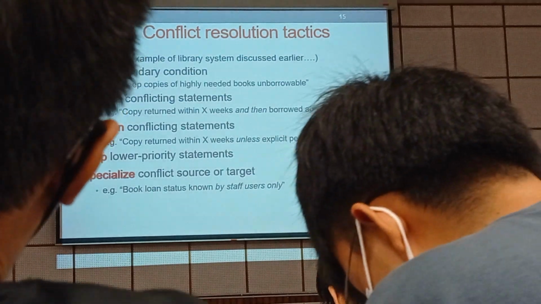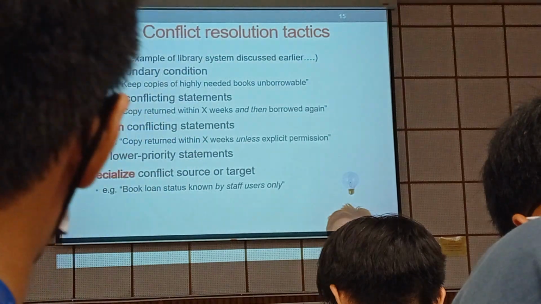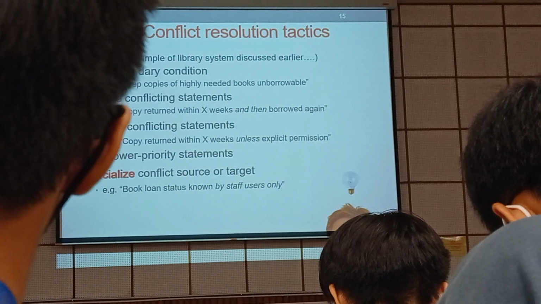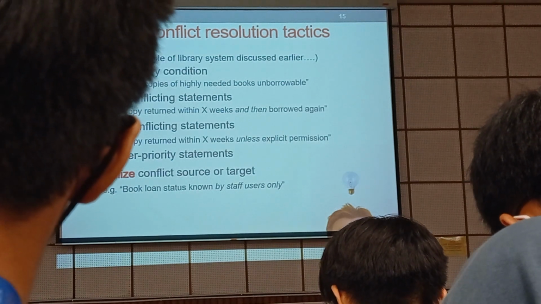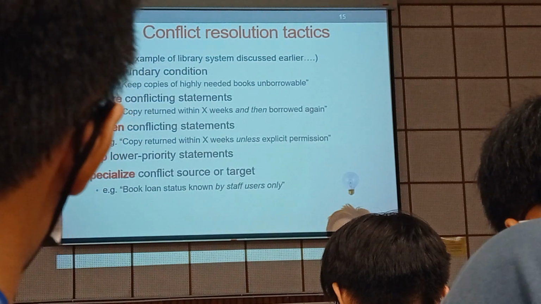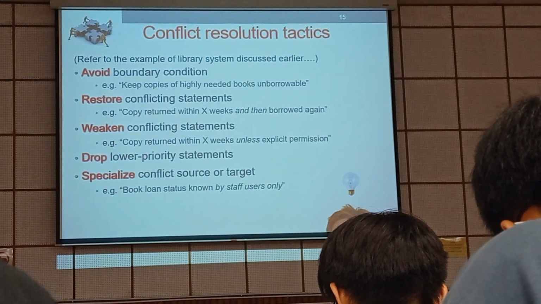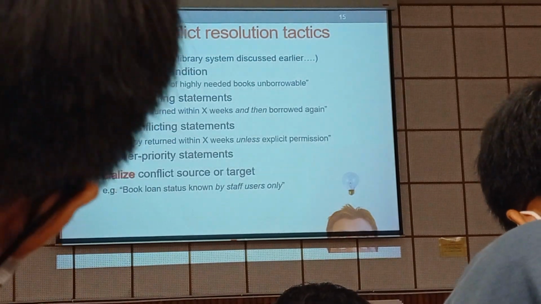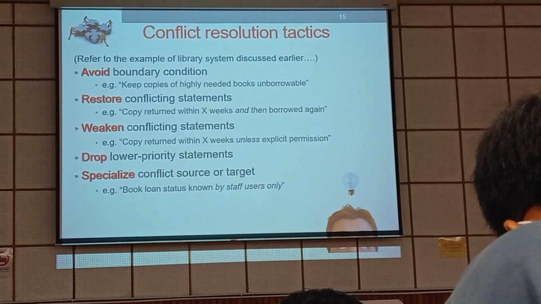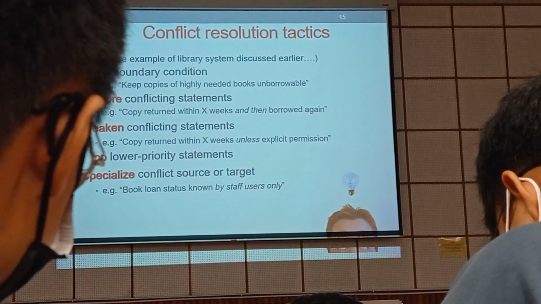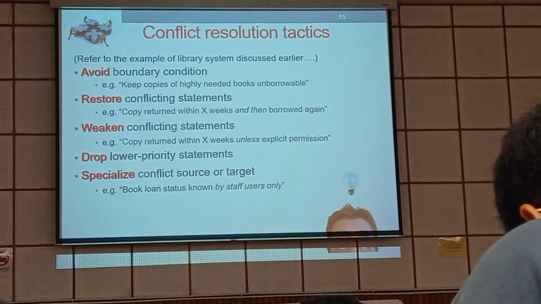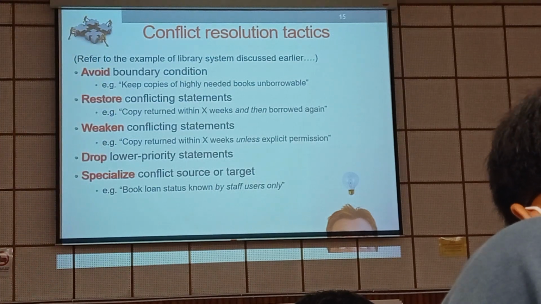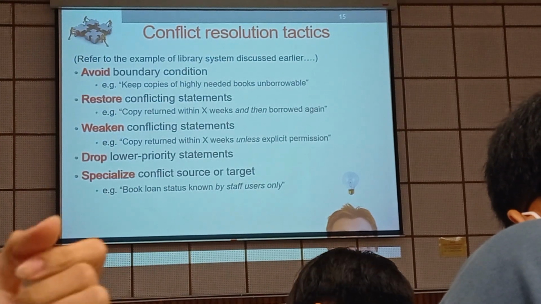Second tactic, restore the conflicting statement. You know what restoring the statement is? Rewrite the statement. Come up with a new statement to satisfy the other statement. For example, a copy returned within the next week can be borrowed again. Now, books can be borrowed for 3 weeks. So he also tried to follow the other stakeholder. Restore, rewrite the statement to satisfy the other stakeholder. He says okay, borrow the book for 3 weeks, but then you can extend. So you are making both parties happy, satisfying both.